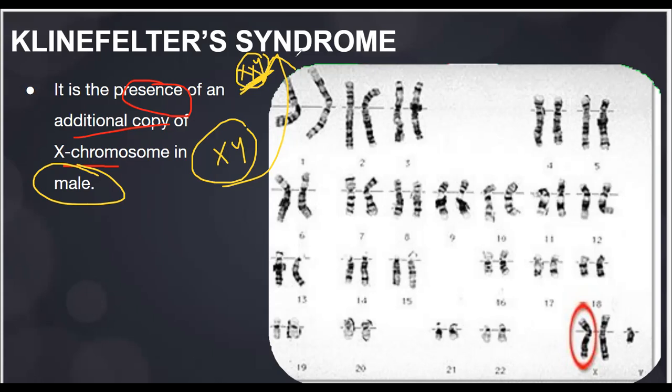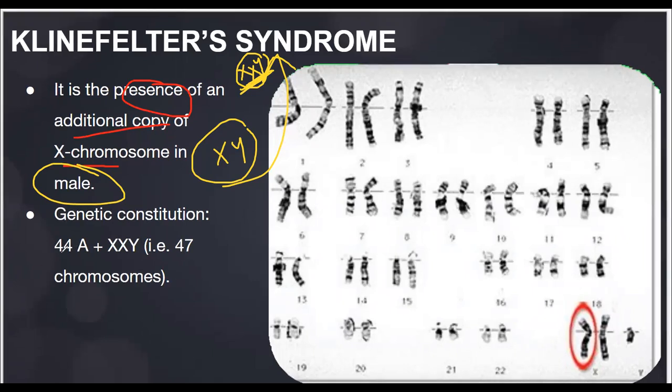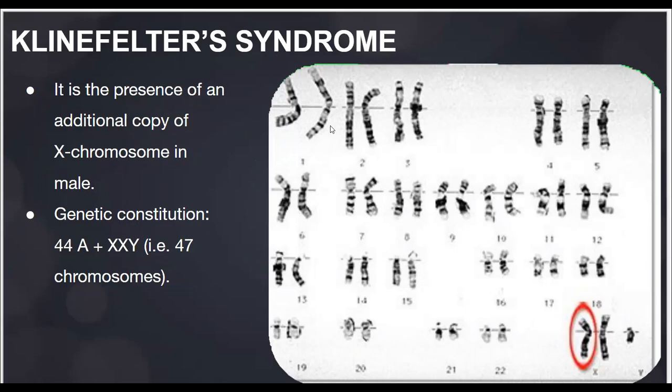So what will happen? A feminized male. You will see more characters of females in this person, right? The autosomes are normal, that is 22 pairs, 44 autosomes, but the sex chromosomes are abnormal. Instead of 46, there will be 47. An additional X was added to the sex chromosomes, so now it became 47 chromosomes. This is the condition of Klinefelter syndrome.